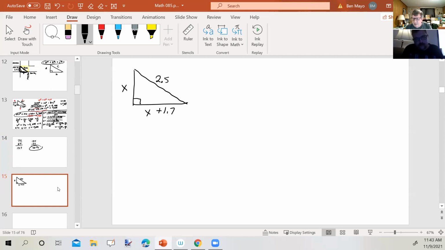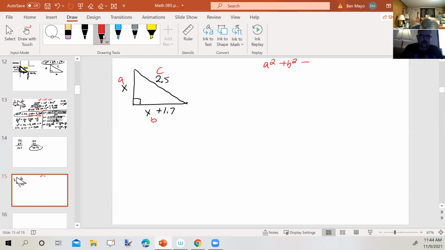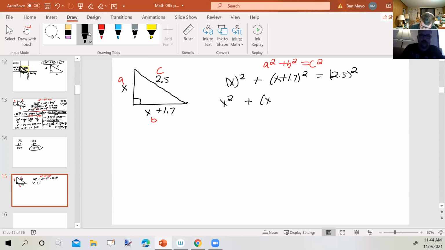So basically, another example of what we just looked at, only we're not starting with as much as sidewalks, it's just a triangle. So this is A and B and C. So using a squared plus b squared equals c squared, we get the following. X squared plus x plus 1.7 squared equals 2.5 squared. X squared is just that, x squared. X plus 1.7, the quantity squared, is x plus 1.7 times x plus 1.7, and 2.5, the quantity squared, is 6.25.